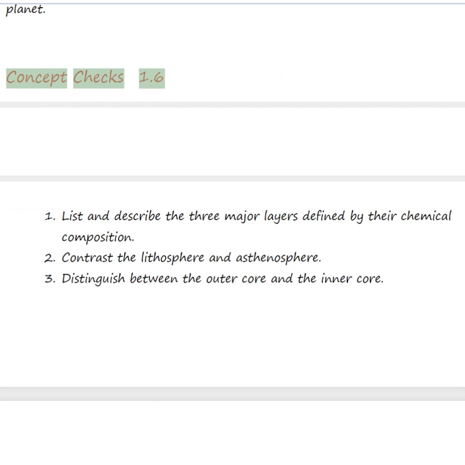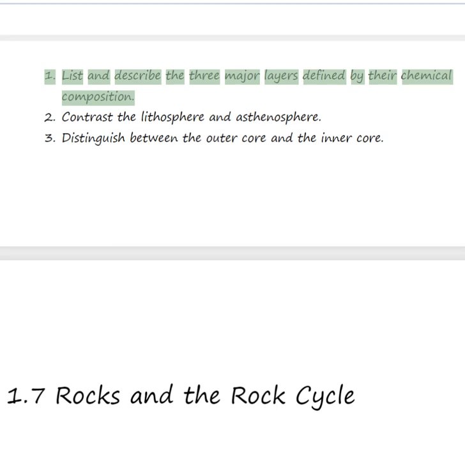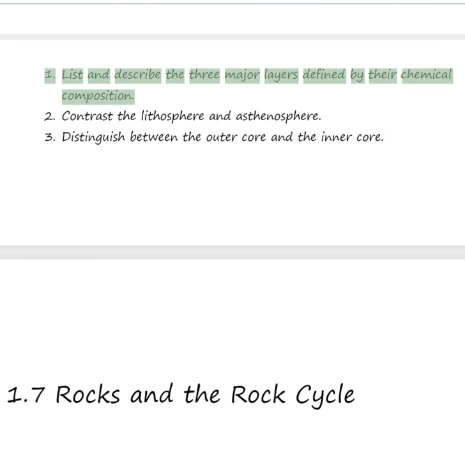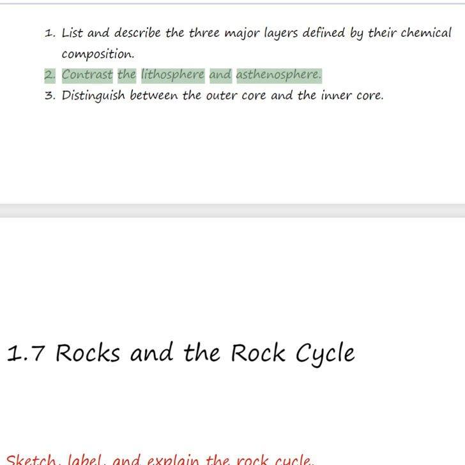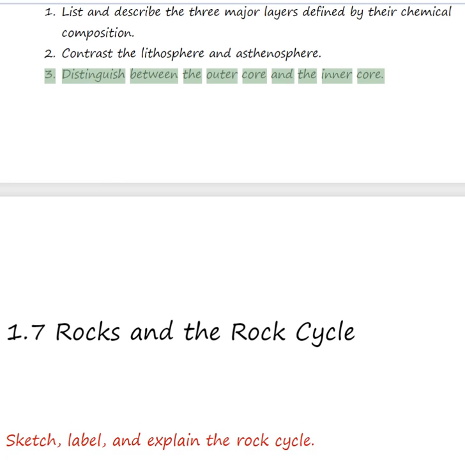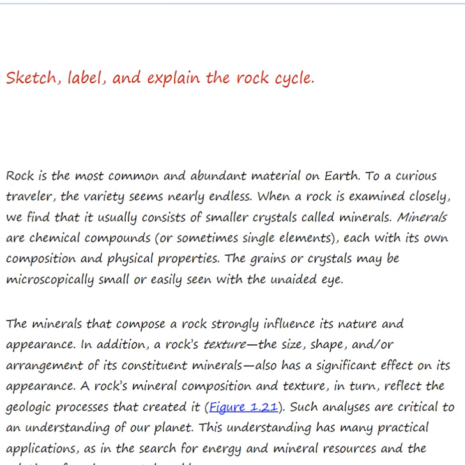Concept checks 1.6. 1. List and describe the three major layers defined by their chemical composition. 2. Contrast the lithosphere and asthenosphere. 3. Distinguish between the outer core and the inner core. 1.7 Rocks and the rock cycle. Sketch, label, and explain the rock cycle.